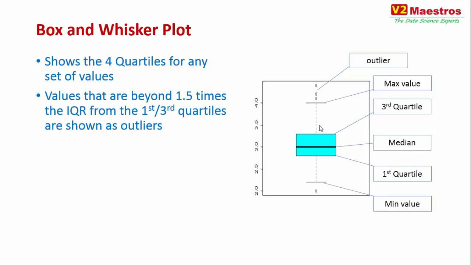If it is more than that, it limits the max value to 1.5 times the interquartile range and shows everything else as dots, as outliers. So if the maximum value is within 1.5 times the interquartile range, the maximum value is shown as that value. If not, 1.5 times the interquartile range is shown as the maximum value, and whatever values are in the data set beyond that are shown as outliers, as these dots. The same applies to the bottom side as well as the top side. So this is how a box and whisker plot looks.